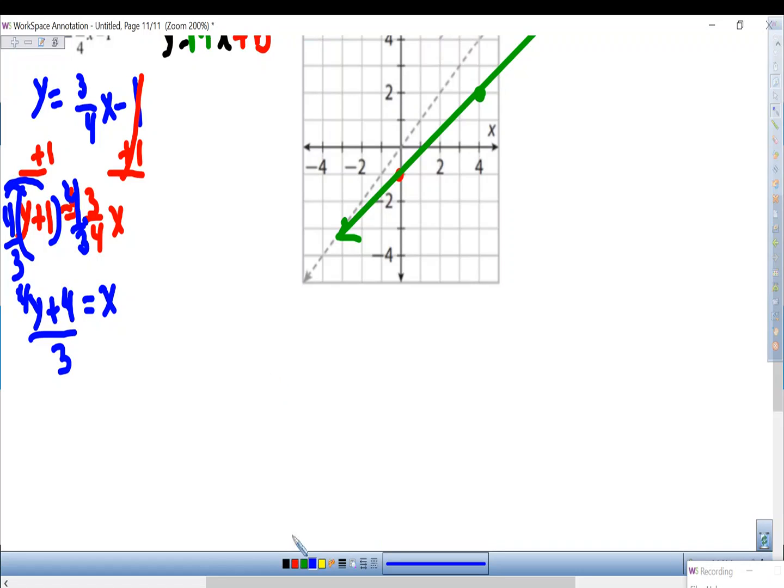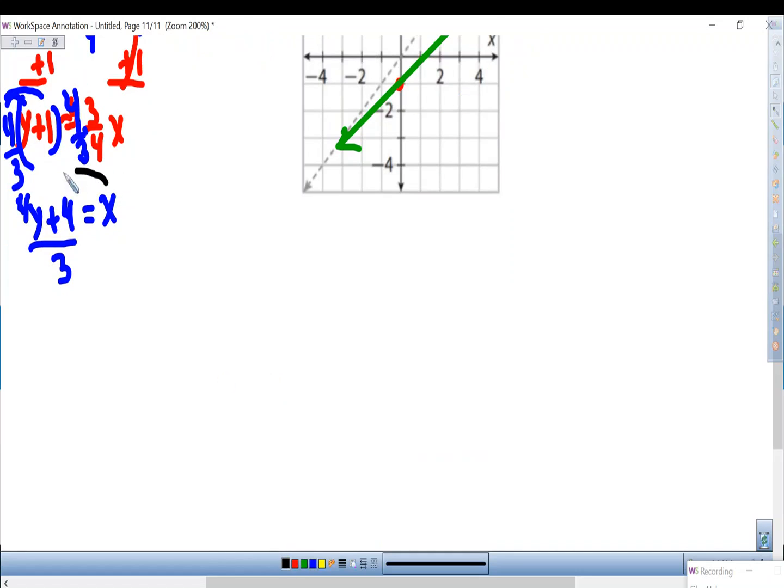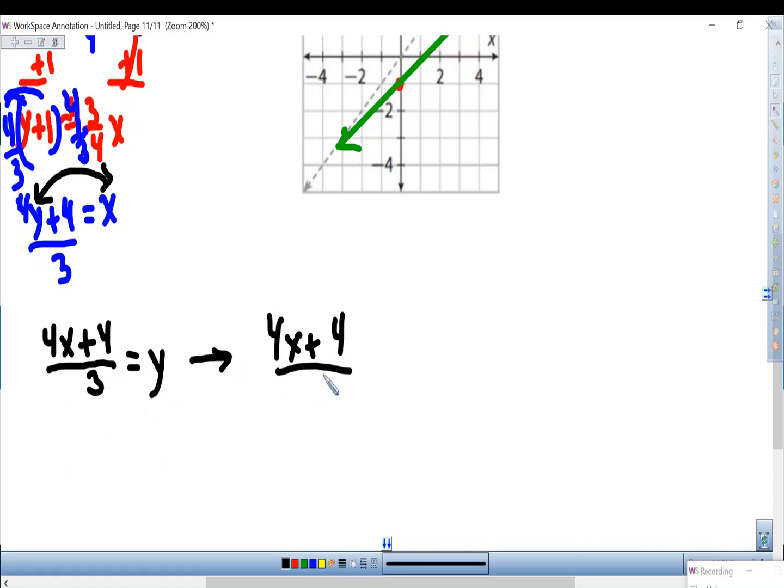You change the variables, yes. So I'm going to exchange the x and the y. So this becomes 4x plus 4/3 equals y. Can we leave it like that? No, Mr. Q. All right, so 4x plus 4 over 3 equals f inverse of x. However, how can we graph this if it's a huge fraction?